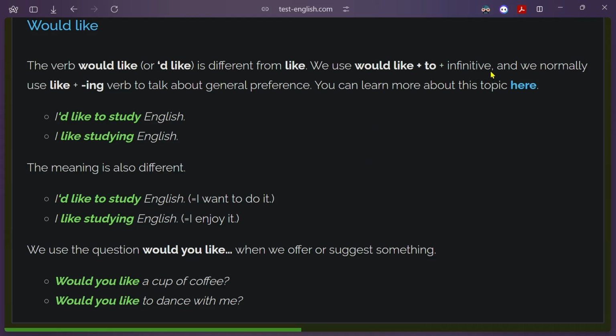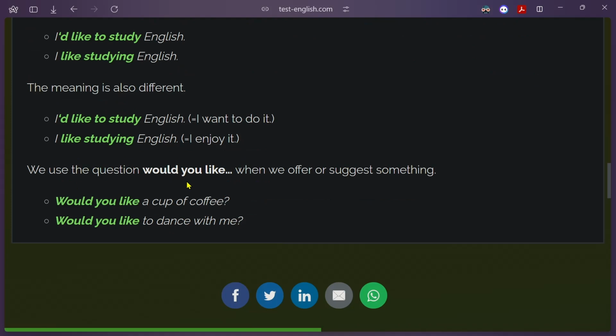And sometimes both options are possible, okay? So we use would like to with infinitive, and we use like with ing to talk about general preference. You can learn more about this topic here on this link, okay? So you see, I would like and then to study, you see? Infinitive goes with would. I would like to study English. Yes, the meaning is different. Do you see the difference in meaning?